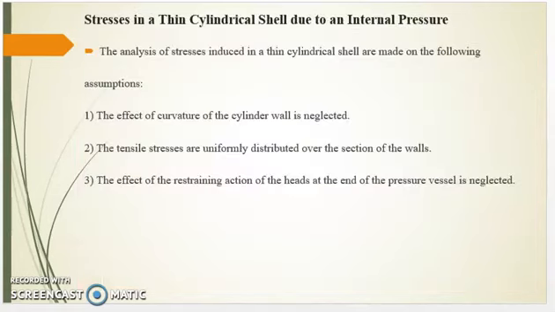Stresses in a thin cylindrical shell due to an internal pressure. The analysis of stresses induced in a thin cylindrical shell is made on the following assumptions. First, the effect of curvature of the cylinder wall is neglected. Second, the tensile stresses are uniformly distributed over the section of the walls. Third, the effect of the restraining action of the heads at the end of the pressure vessel is neglected.